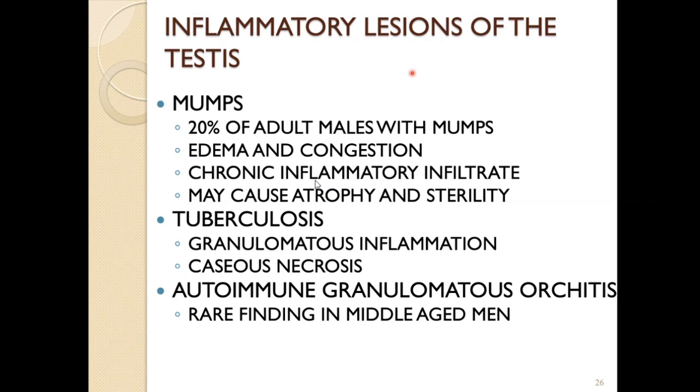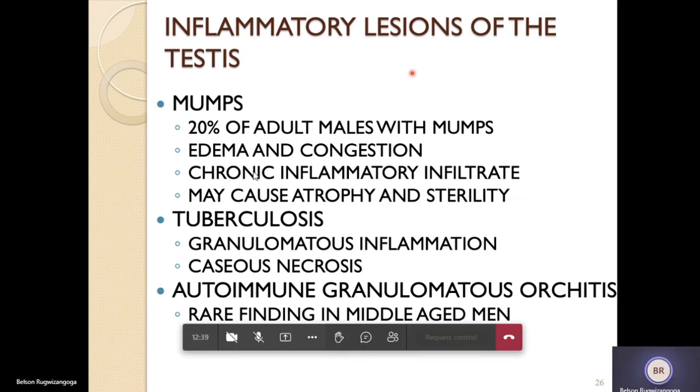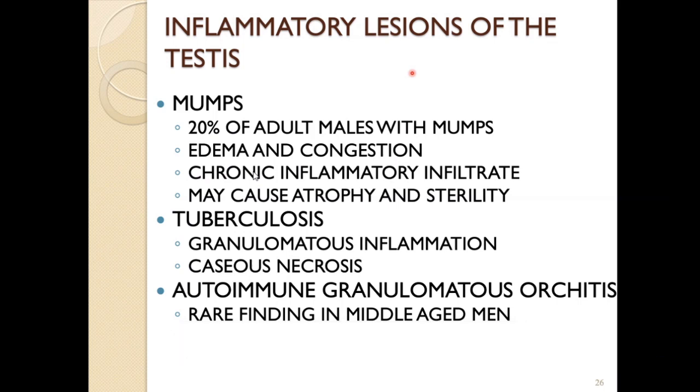So 20% of adult males with mumps they will have their testis involved also. So mumps akenshi zigarukira kuri salivary glands, kabyimba mu matama, but in some cases it can go in 20%, it goes to the testis. So I mean edema and congestion, chronic inflammatory infiltrate, because this is a viral infection, so you have a lymphocyte, not neutrophils. It may cause atrophy and sterility. This is what I was saying before.